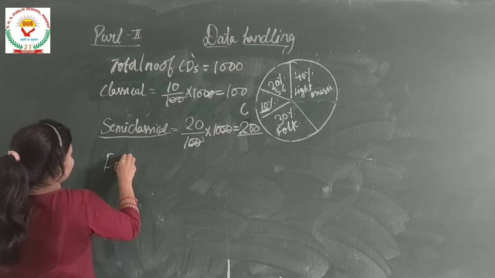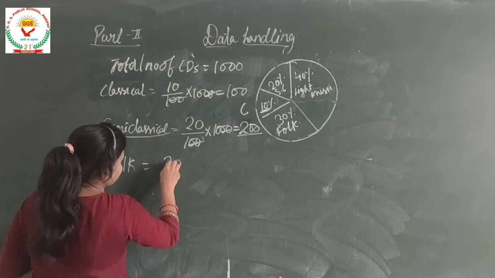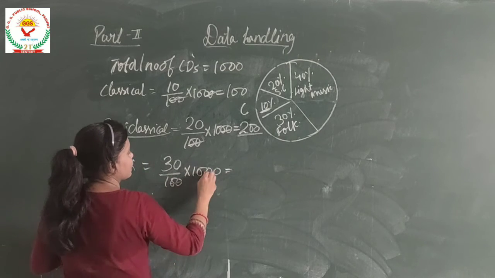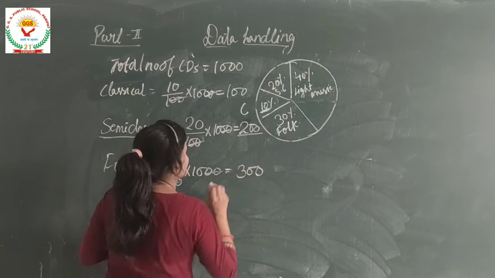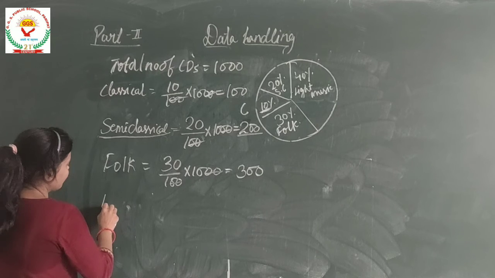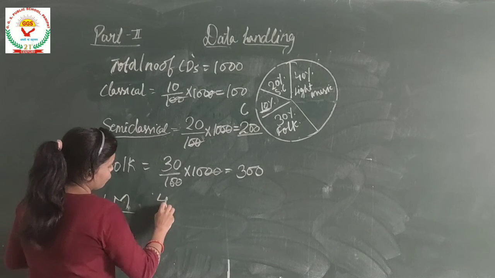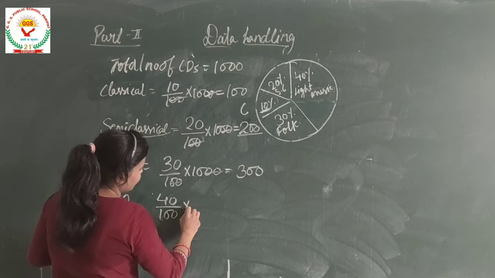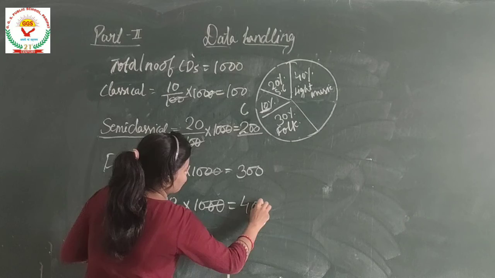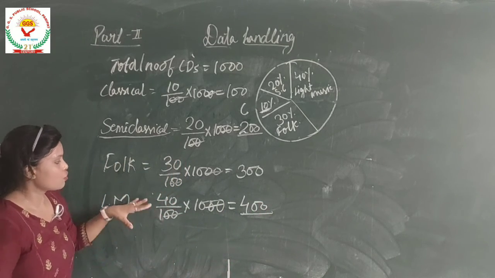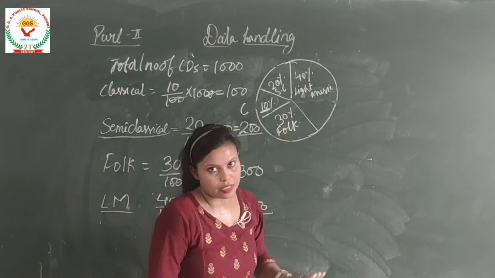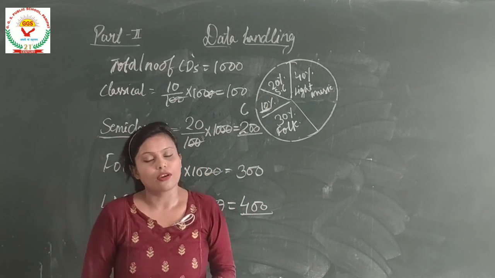Let's take folk music. Folk is 30%, so we will get 300. 300 CDs will be of folk music. And light music, 40% divided by 100 multiplied by 1000, that will be 400. Alright, so this will be the distribution of the CDs along with this percentage. The rest of the questions you will try on your own.